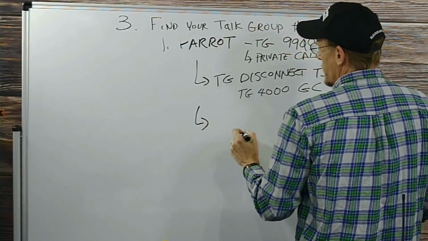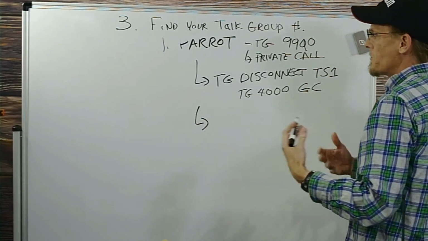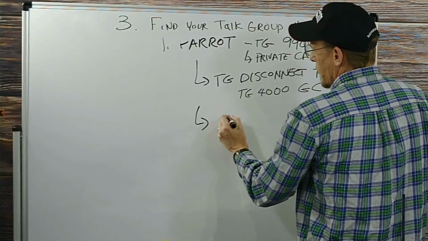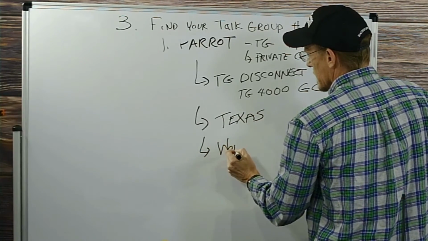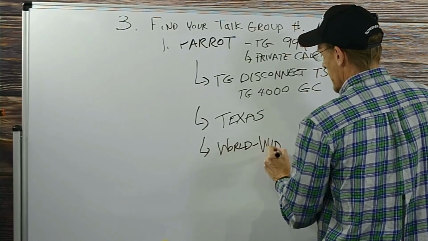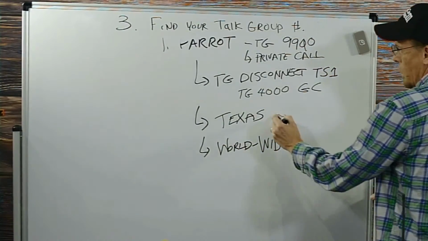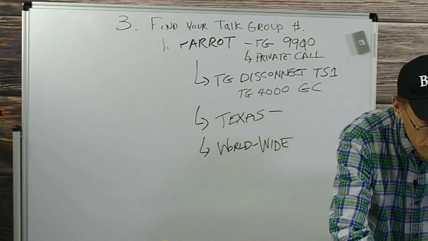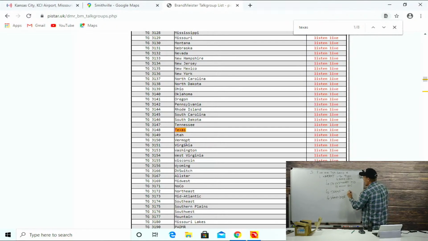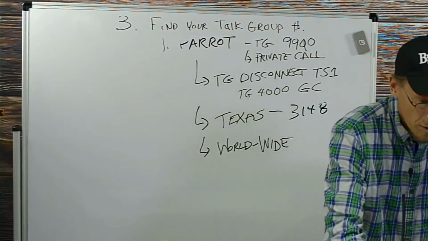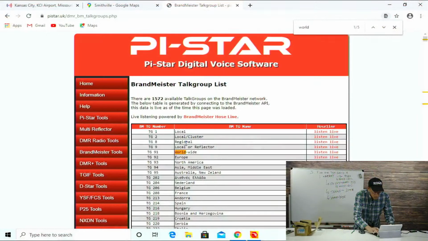Okay, the next ones I want to do, in my experience, there always seems to be somebody on in Texas. And then worldwide always has somebody on it. Now what's the talk group for Texas? So I'm going to go over here and type in Texas. Texas's talk group is 3148. And this is a master list here. And then what is worldwide? 91. These numbers are very important.